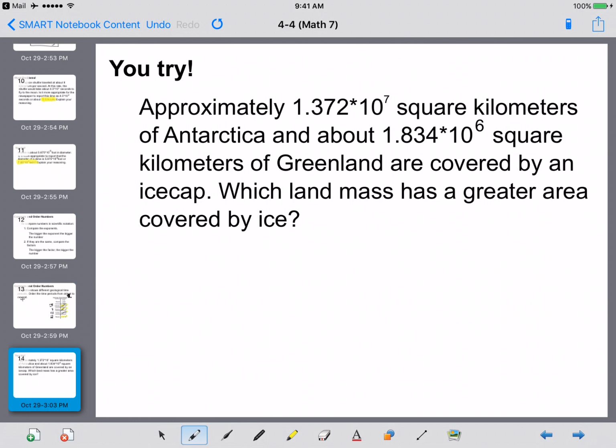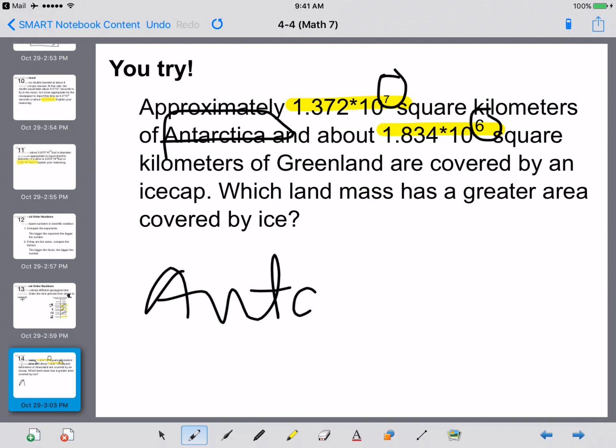So now you try. It says approximately 1.372 times 10 to the 7th square kilometers of Antarctica and about 1.834 times 10 to the 6th square kilometers of Greenland are covered by an ice cap. Which landmass has a greater area covered by ice? So we've got these two numbers. I'm going to start off by comparing their exponents. And would you look at that? Right here, the 7 is bigger than the 6, so that area is greater. So that means Antarctica has a greater area covered by ice.